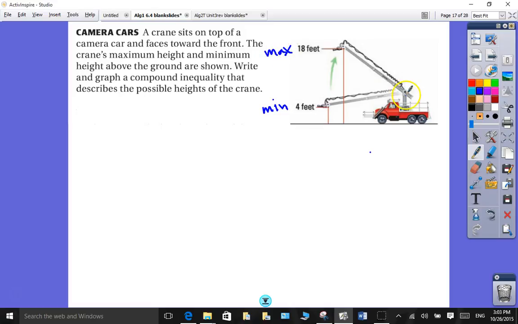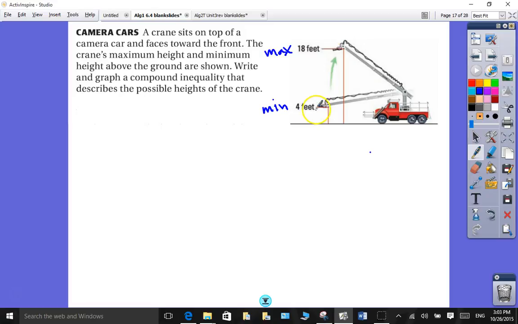Looks like this is a truck. It has the crane on top, and at the end of the crane is a camera, so I guess it's going to be filming or taking pictures. There's a certain range of motion that it's got. It can go down as low as 4 and as high as 18. So write and graph a compound inequality that describes the possible heights of the crane.